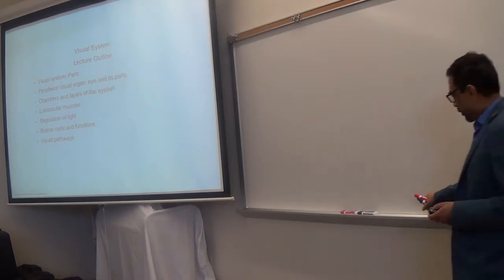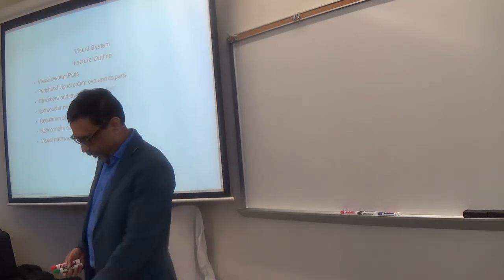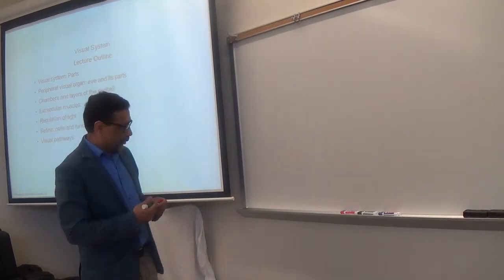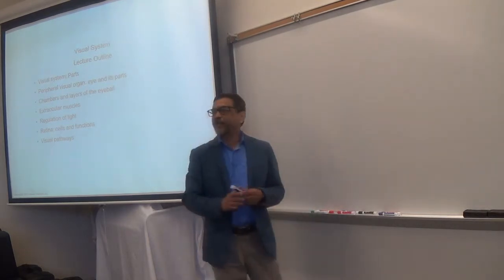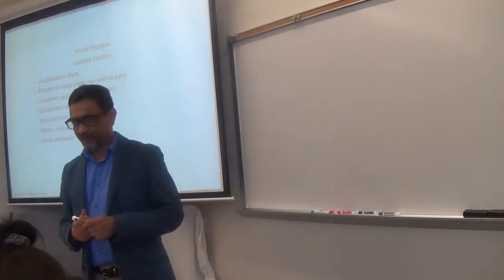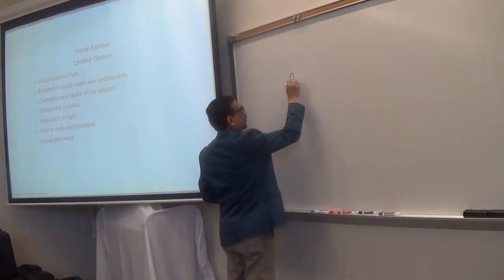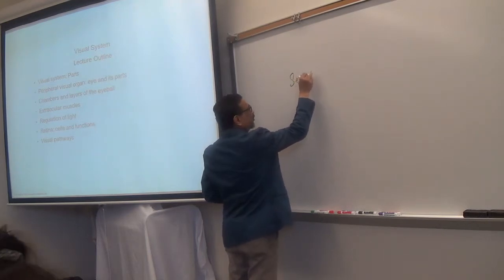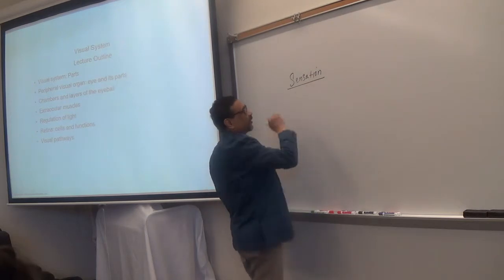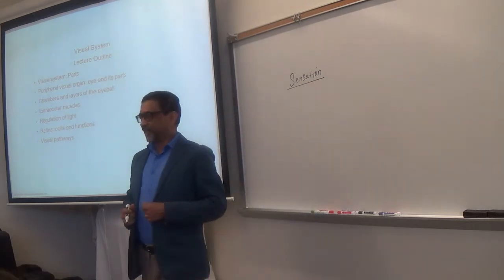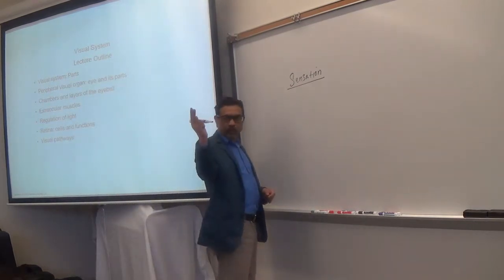Today we'll talk about the visual system. Visual system belongs to spatial senses. Part of your sensations, and the sensation of your body is divided into two types.